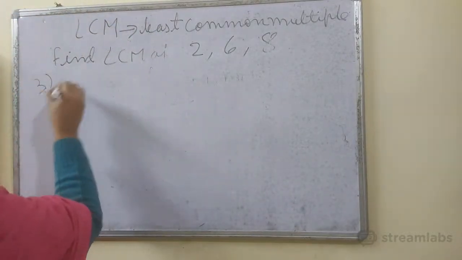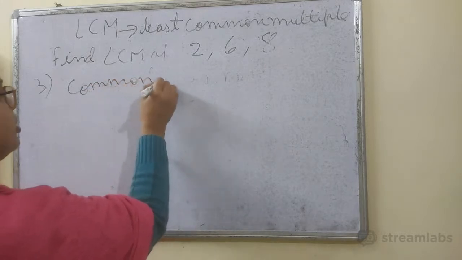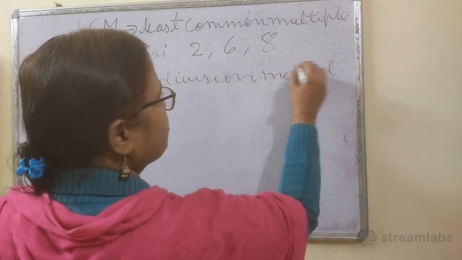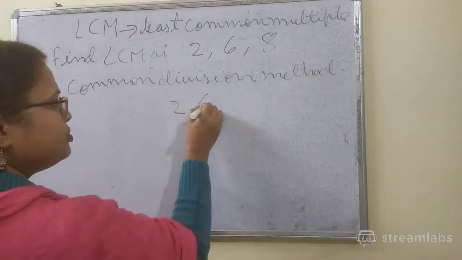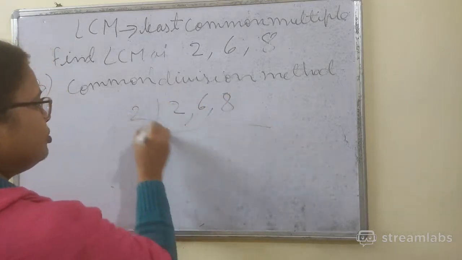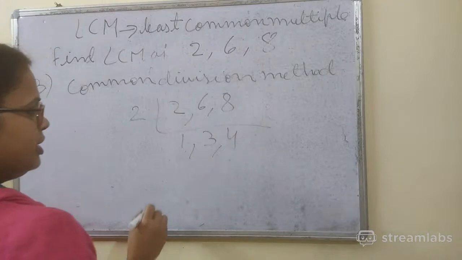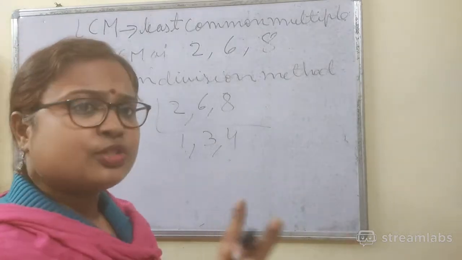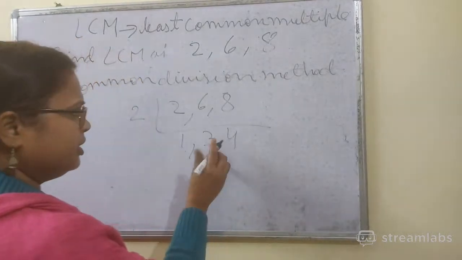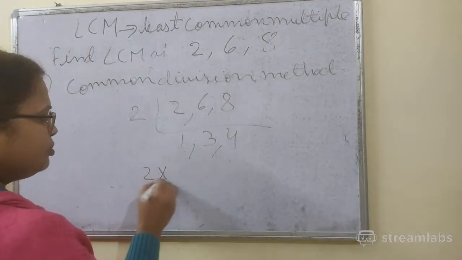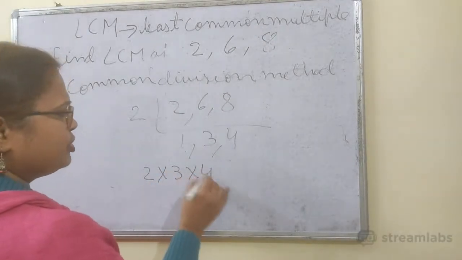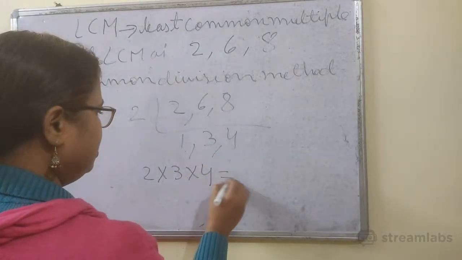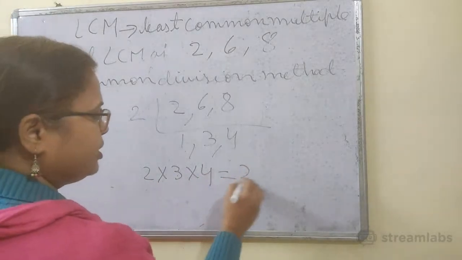So the third method is the common division method. In this method what we do? We write 2, 6 and 8 and then 2 1s are 2, 2 3s are 6, 2 4s are 8. Then we multiply all the numbers because now we cannot divide. At least 2 numbers should be divisible, but we cannot divide. Only 4 is left here. So multiply 2 into 3 into 4, because when we multiply any number with 1, we get the number itself. So 2 3s are 6, 6 4s are 24.